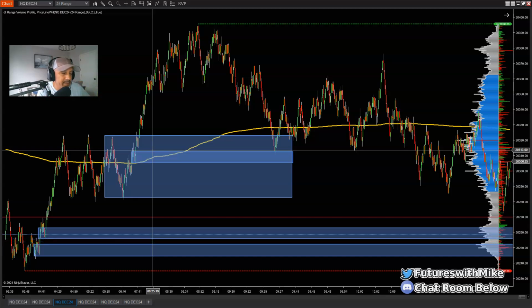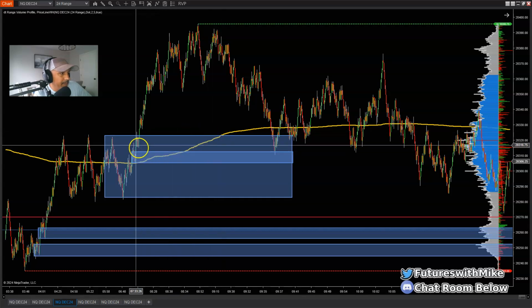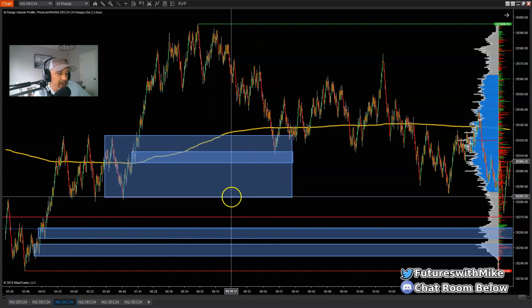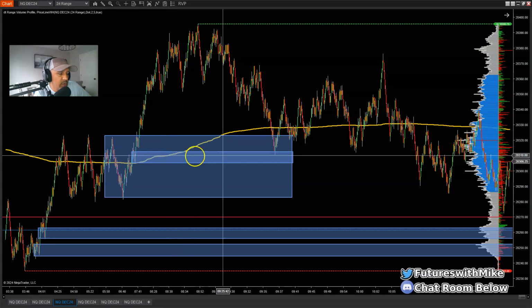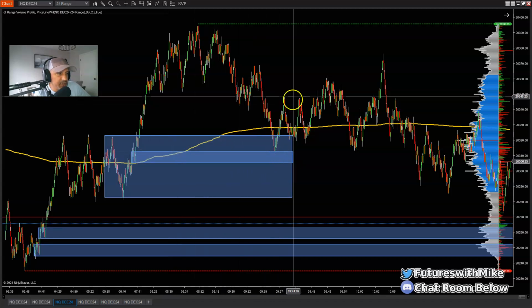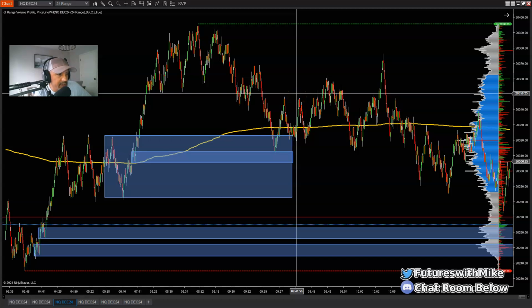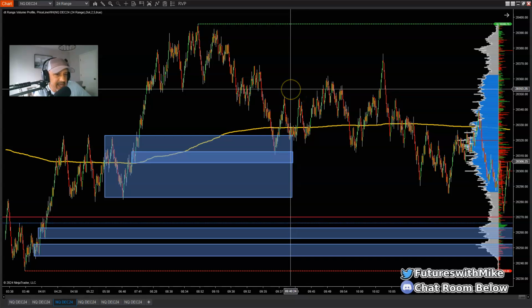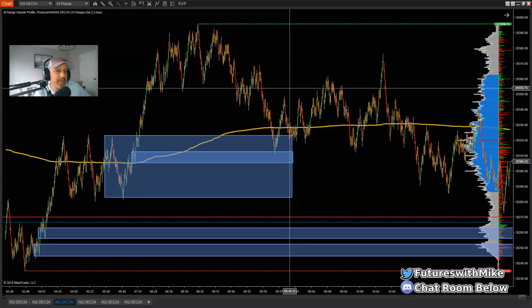Sorry about that, I tapped my microphone. But this is our larger 120 range zone, and this is our 24 range zone right here. Did the market react very well off that zone? Yes, you could easily pick up 20 points right there on the NASDAQ 100 futures or the micros just as well.